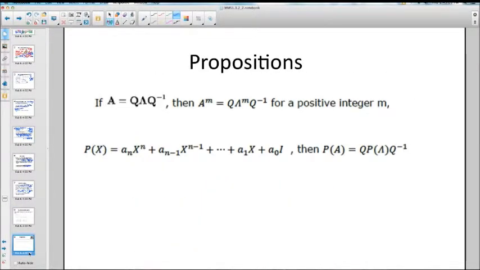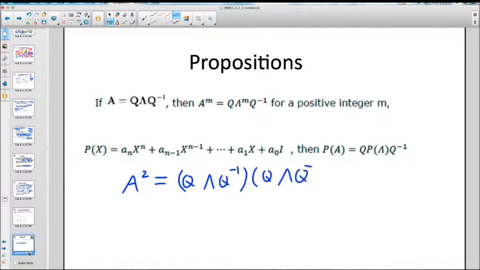Let's look at this one first. If I have to think of A squared, it is going to be Q lambda Q inverse times another Q lambda Q inverse. That's how you do a square, right? And then now you can reassociate this: Q lambda Q inverse Q lambda Q inverse.